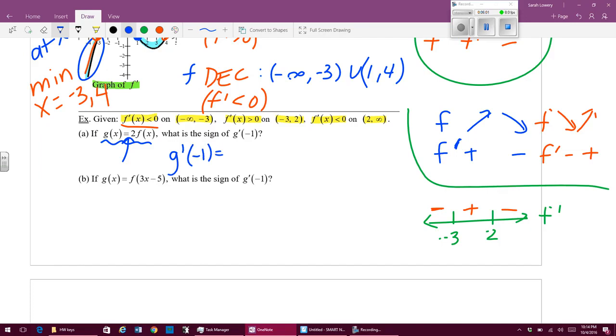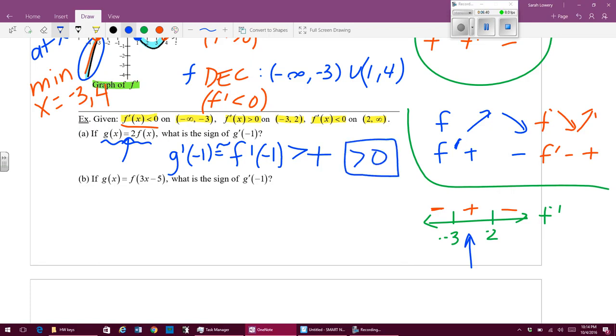Well, if I'm going to stretch something by 2, are the signs of the slopes going to change? If I stretch something by a factor of 2, it's just going to get taller, but the signs of my slopes will not change. So g prime of -1 will be doing whatever -1 is doing, and -1 is located right here. So it's going to be exactly the same as the sign of f prime of -1, and it's positive right there. So it will be greater than 0.